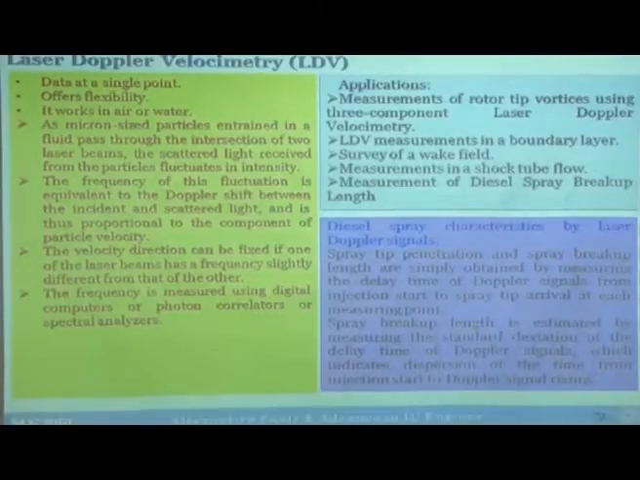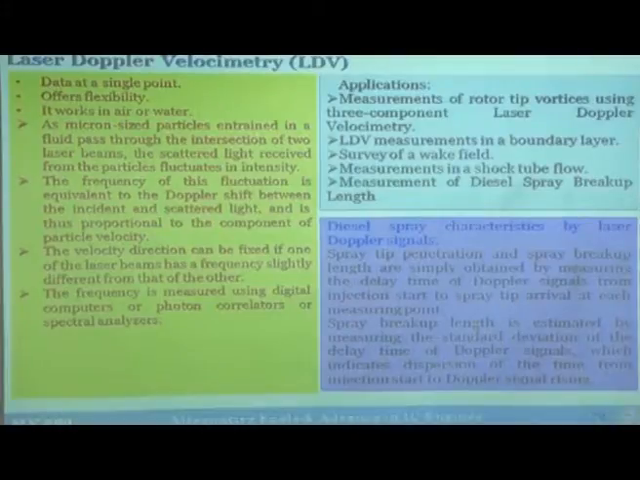LDV, it's all taken care of. It's all factory aligned. It comes as a probe. You just take that probe. You want to measure the droplets floating around in this room, or maybe the particles floating around in this room. You can do that. It works on air or water.